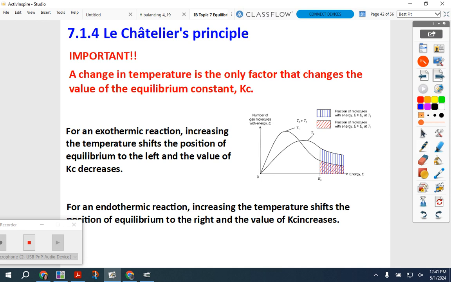And you can think about that in terms of the Maxwell-Boltzmann diagram. So if we have increased the temperature, we're increasing basically the number of particles that are available to do that reaction that are over that activation energy. And so that's why we're going to be able to shift the value of Kc. Okay.